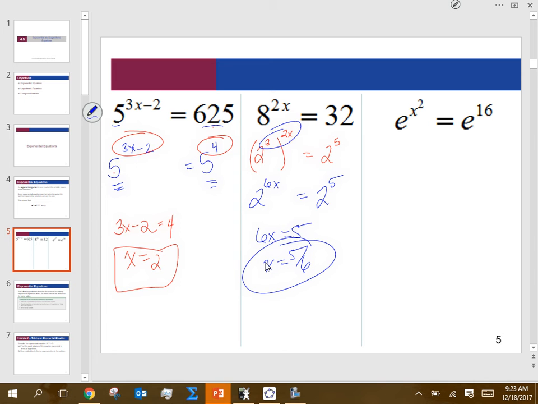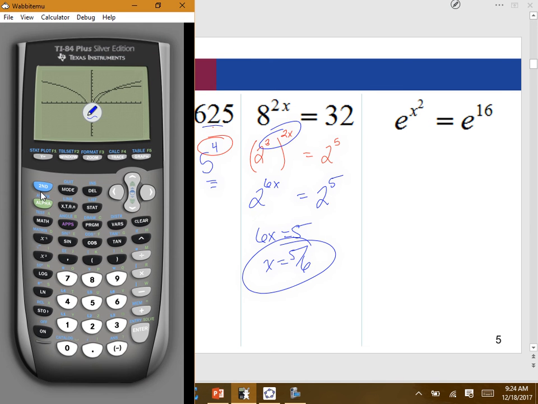You plug that in. 8 to the 5/3. Once you multiply that by 2, right? So 8 to the 5/3. Type that in your calculator. Now, when you type it in your calculator, you've got to put the 5/3 in parentheses. Otherwise, it'll take 8 to the 5th, calculate that, and divide that by 3. We don't want that to happen. We want 8 to the 5/3 to give me back 32.